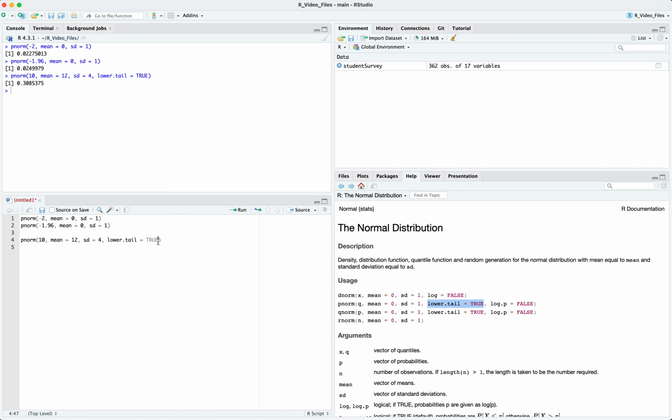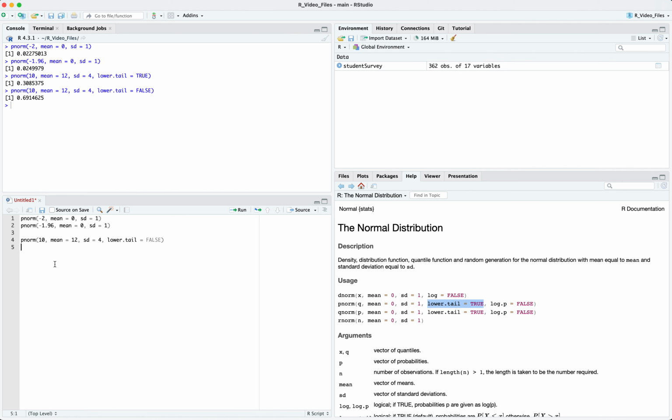Oh, but wait, perhaps I wanted the area greater than. All I need to do is change lower.tail to FALSE, and then when I run this, I'm going to get the area greater than. Take note, remember that the area greater than a value is just 1 minus the probability of seeing less than that value. And so we've simply taken 1 minus 0.3085, and so on, to get our value here.